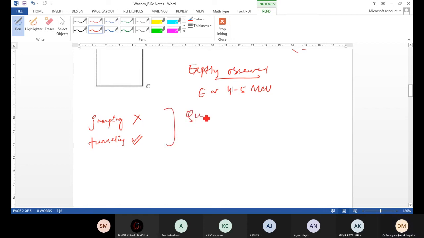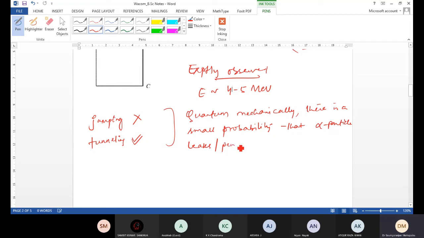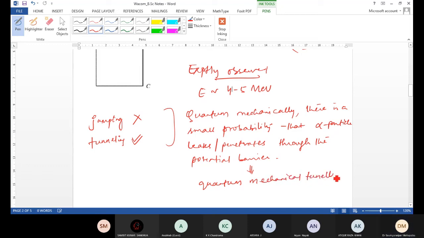What you write as the statement: quantum mechanically, there is a small probability that the alpha particle leaks or penetrates through the potential barrier. This process is called quantum mechanical tunneling.